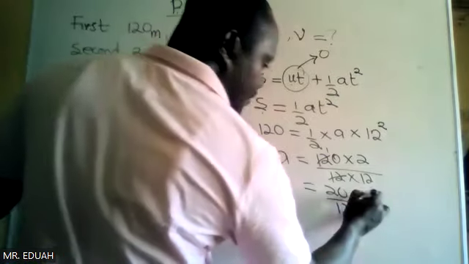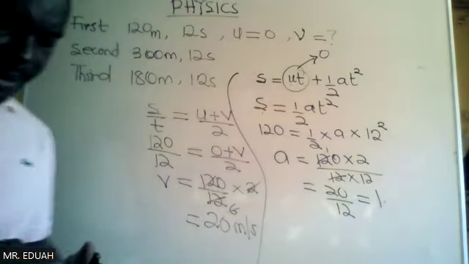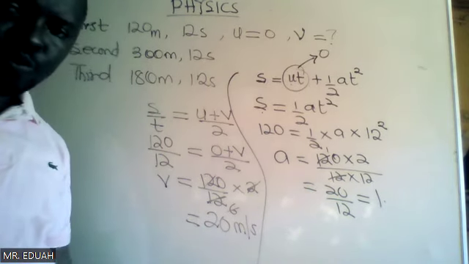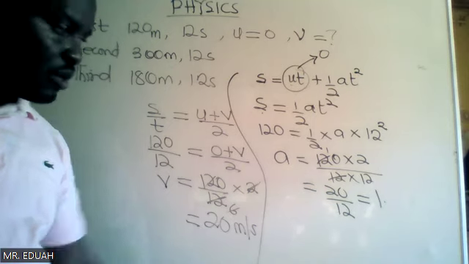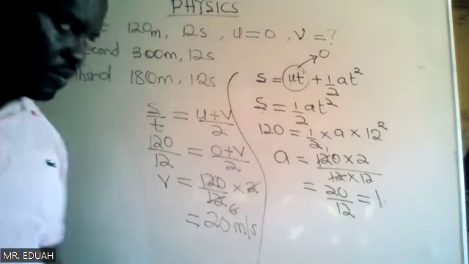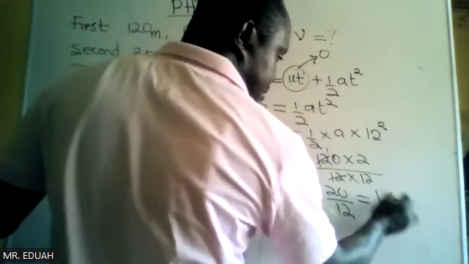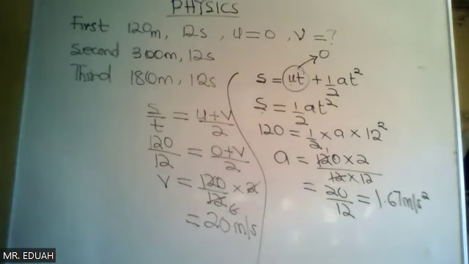And what is 20 over 12? This is 1 point what? Twenty over 12, 1.67. So that will be the acceleration.